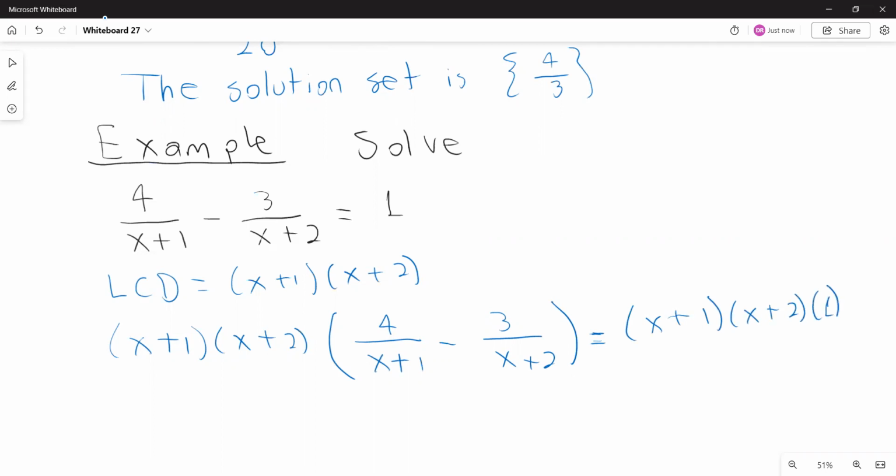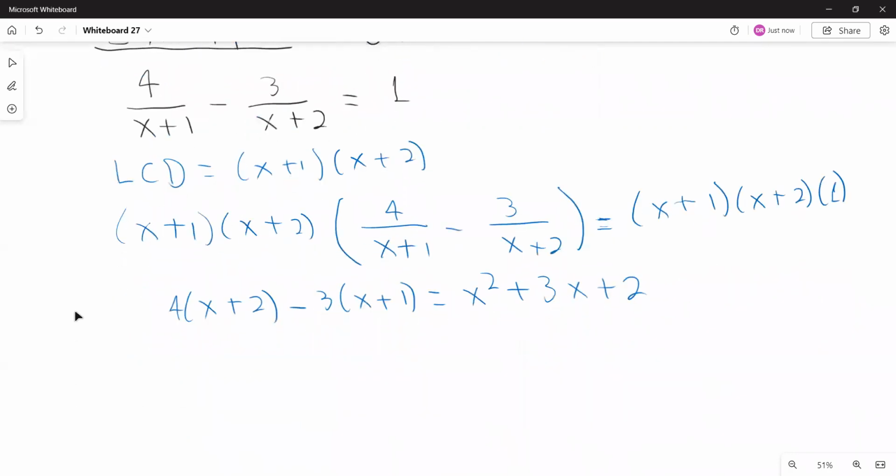Okay, so left-hand side. x plus 1 times x plus 2 times 4 over x plus 1 is going to be 4 times x plus 2. Minus x plus 1 times x plus 2 times 3 over x plus 2. We have 3 times x plus 1. x plus 1 times x plus 2 times 1 is going to be x squared plus 3x plus 2. Okay, we have a quadratic equation.